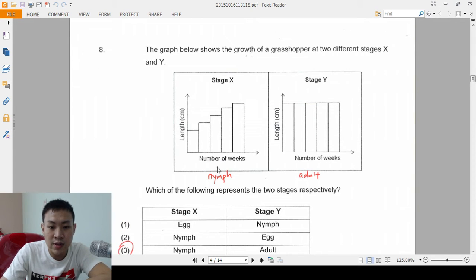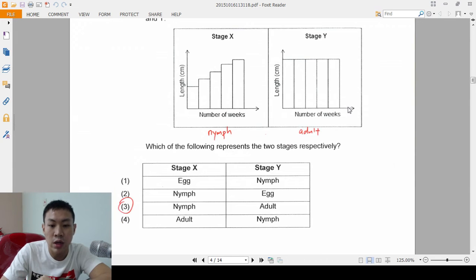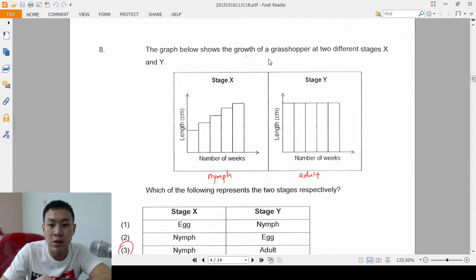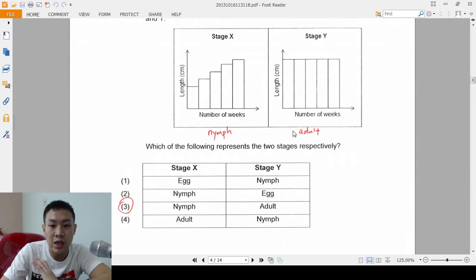Okay, question 8. Looking at these two graphs, for stage X, you can see that it increases in length, while for stage Y, the length remains constant throughout. So we know that if this is the growth of a grasshopper, most likely when it reaches the adult stage, it shouldn't change much in length. But for nymph, you can see an increase in the length itself. Alright, so it's option 3, nymph to adult. It is unlikely to be egg because we don't see the egg becoming bigger and bigger. Alright?